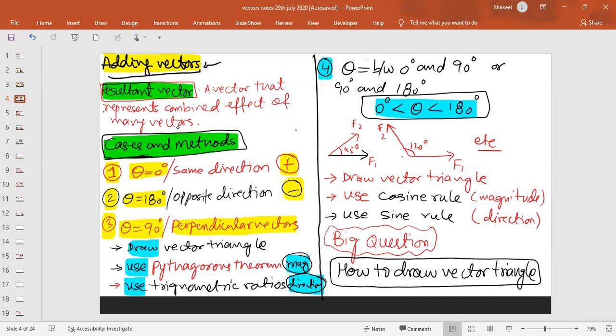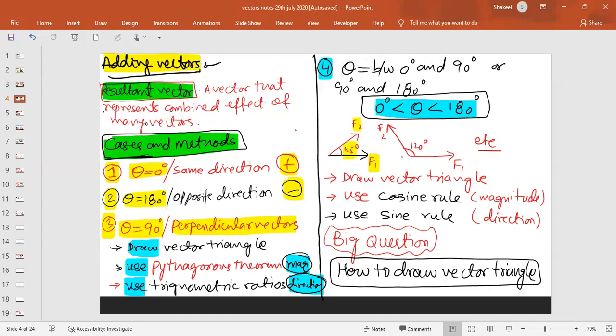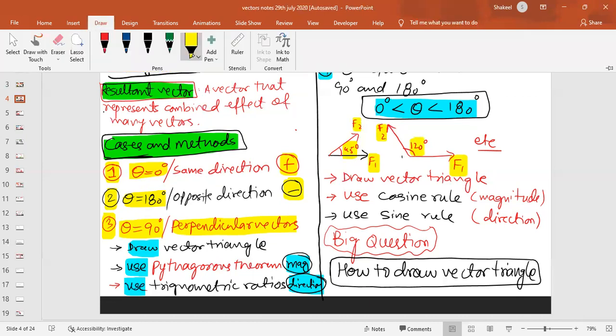Okay, number 4, if the angle between two given vectors is more than 0 degrees but less than 180 degrees, it can have any value like 10, 20, 30, 40, 50, 60, 70, 80, 90, and then till 180, not 180 but less than 180, then how can you find the resultant? These are actually the most important questions. For example, over here, F1 and F2 and the angle between them is 45. Over here is F1 and F2 and the angle between them is 120 degrees. So how to find the resultant? There is a fixed process that you have to apply.